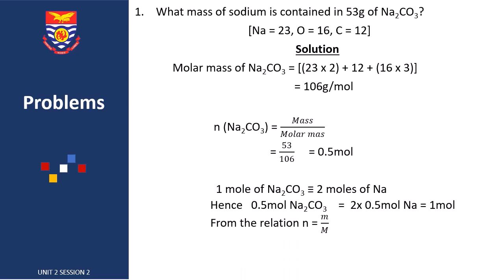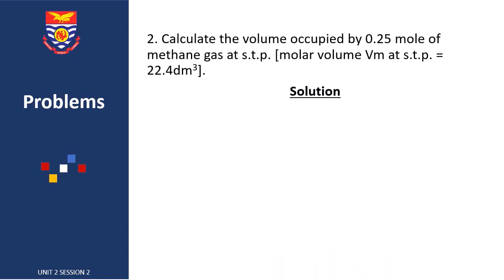Knowing the moles of sodium, we can now use our relation for the number of moles. Then we do a change of subject to make mass stand alone, because this time round we know the number of moles of the sodium and then we know the molar mass. We are using the atomic mass as the molar mass of the sodium. So when we do such substitution, we have 23 grams of sodium as the mass in 53 grams of sodium carbonate.